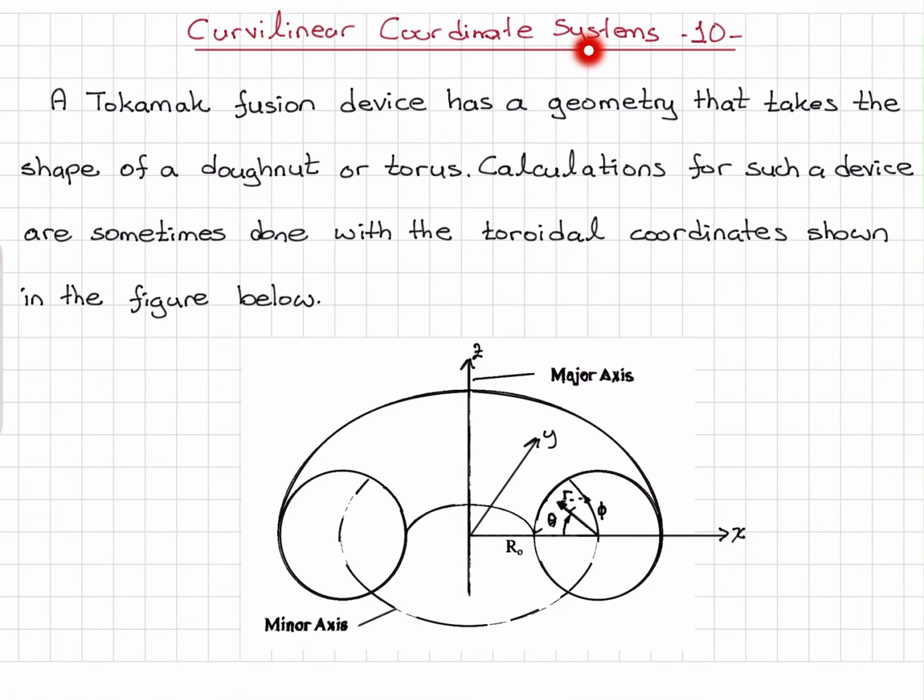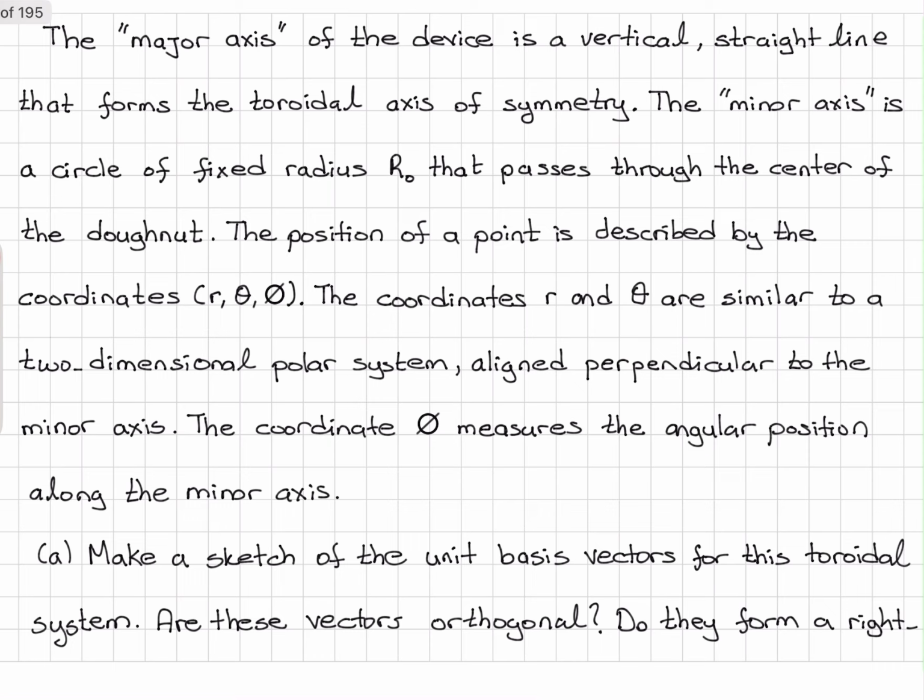Curvilinear coordinate systems 10. A tokamak fusion device has a geometry that takes the shape of a donut or torus. Calculations for such a device are sometimes done with the toroidal coordinates shown in the figure, r, theta, and phi, with respect to the x-axis. The major axis of the device is a vertical straight line that forms the toroidal axis of symmetry. The minor axis is a circle of fixed radius r0 that passes through the center of the donut.